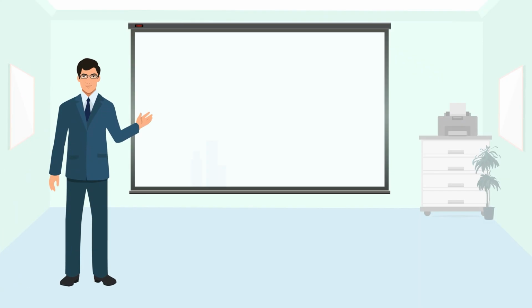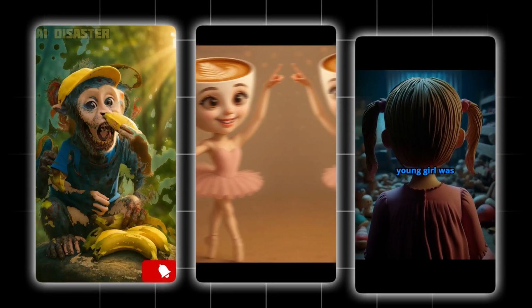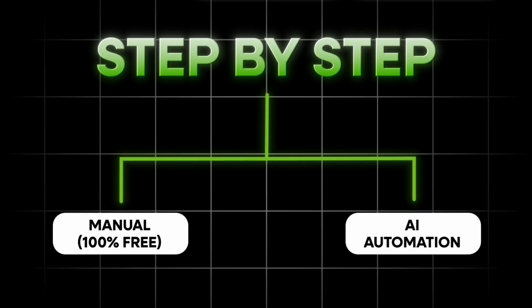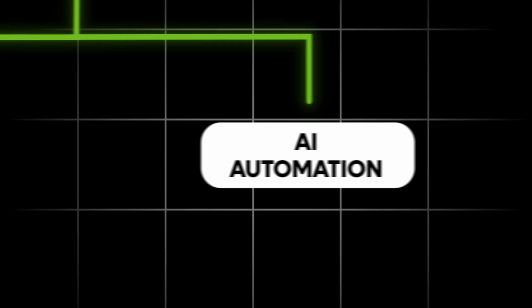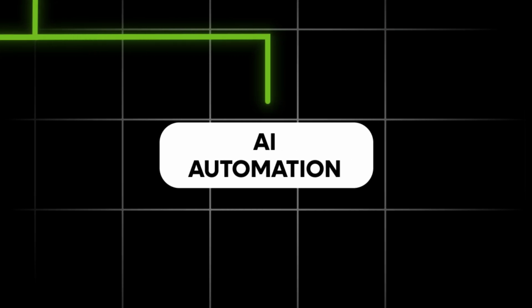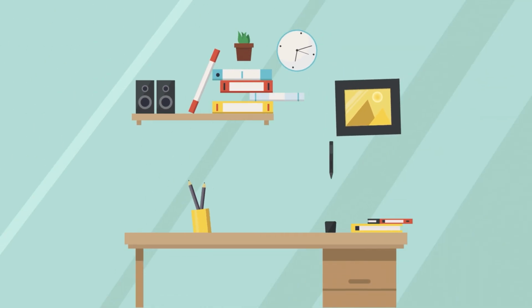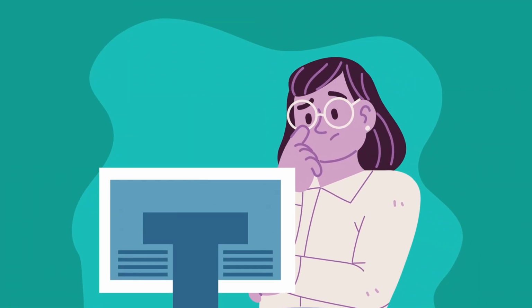So today I'm going to show you exactly how to create these viral dark cartoon story videos step by step using 2 different methods. The first method is 100% free, perfect if you're just starting and don't want to spend anything. And the second method uses AI automation, so if you want results fast, you'll love this one. Stay with me till the end because I'll show you how to create these videos from scratch. Script, voiceover, visuals, editing, everything. Even if you've never made a video before.